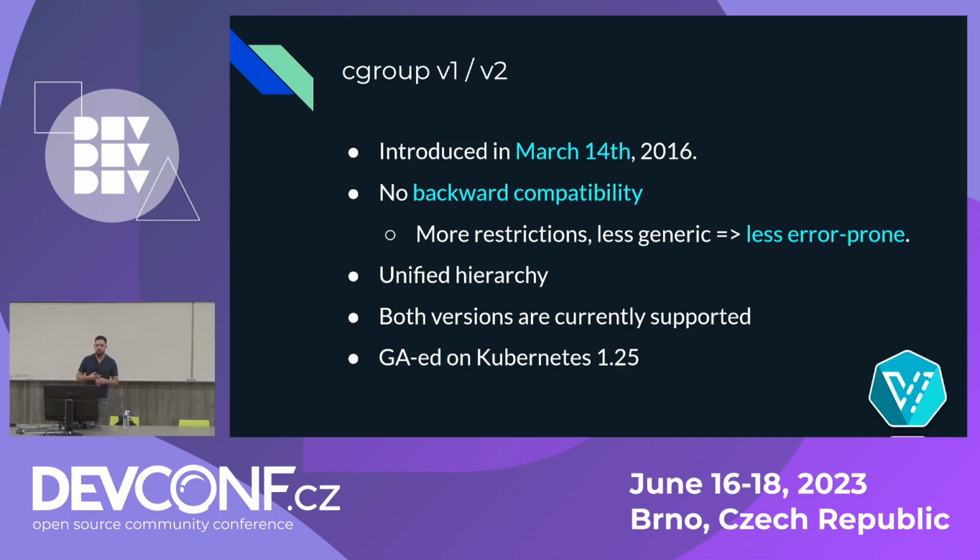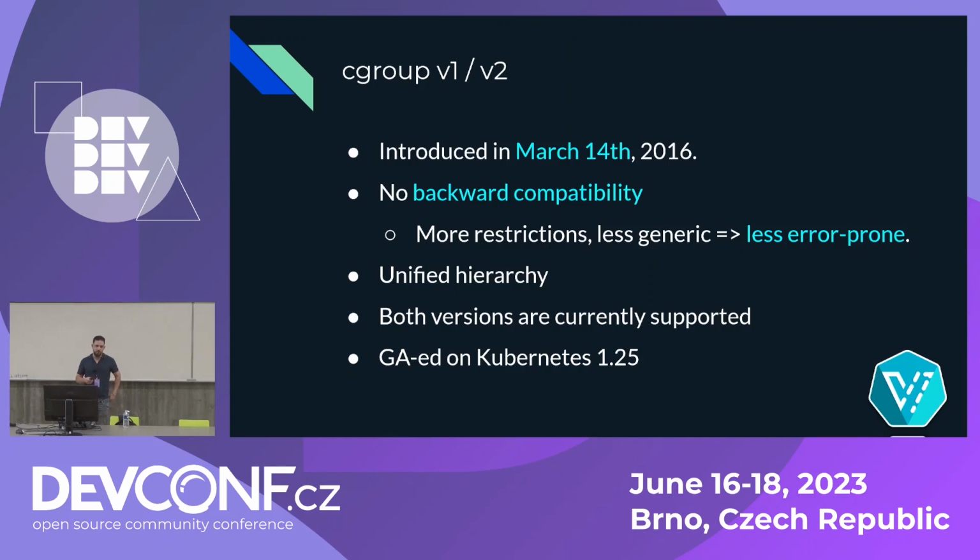So just a word about Cgroups v1 and v2. Cgroup v2 is the new version. It was introduced on March 14th, which is marked just because it happens to be my birthday, but never mind. There is no backward compatibility whatsoever to v1. And the basic idea is that v1 was too generic. It didn't restrict you at all, and therefore it was really error-prone. It was very easy to misconfigure, and therefore very hard to debug if you do so.